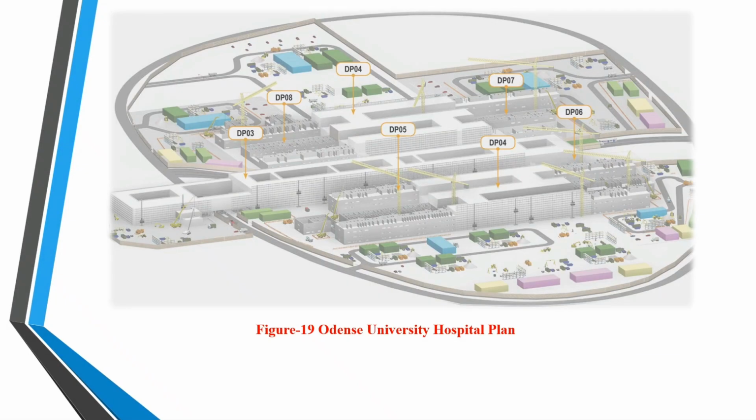This is the Odense University Hospital plan. It is composed of 6 buildings arranged systematically with respect to the central body. The buildings' bodies are 4 or 5 stories high, for a total surface area of over 250,000 square meters.